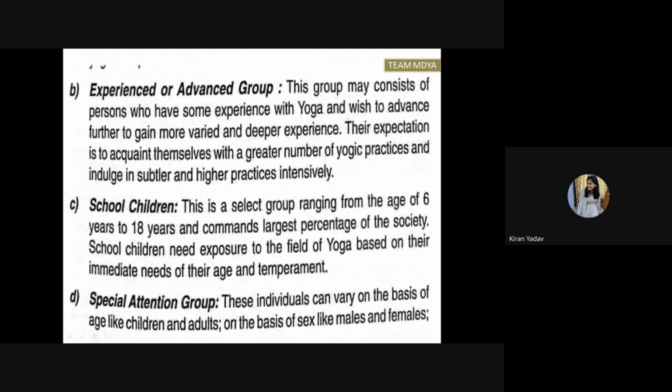Next group is experienced or advanced group. This group may consist of persons who have some experience with yoga and wish to advance themselves further to gain more varied and deeper experience. They already have learned the basics and now they want to learn deeper aspects of yoga, like subtler meditation and all these deeper aspects. They want to learn more and more yogic practices and indulge in subtler and higher practices intensively.